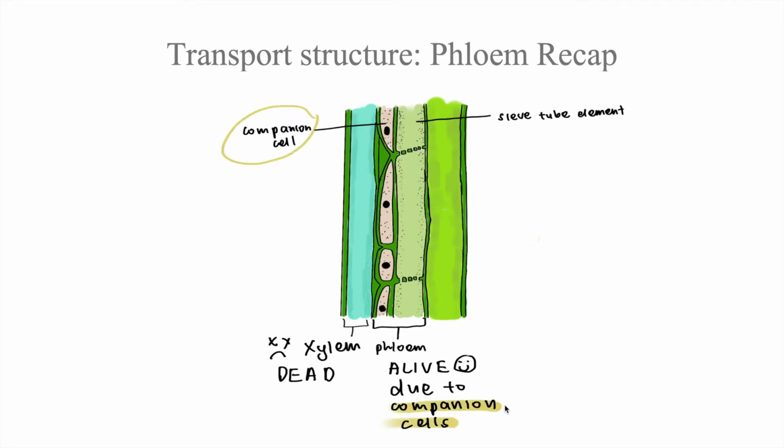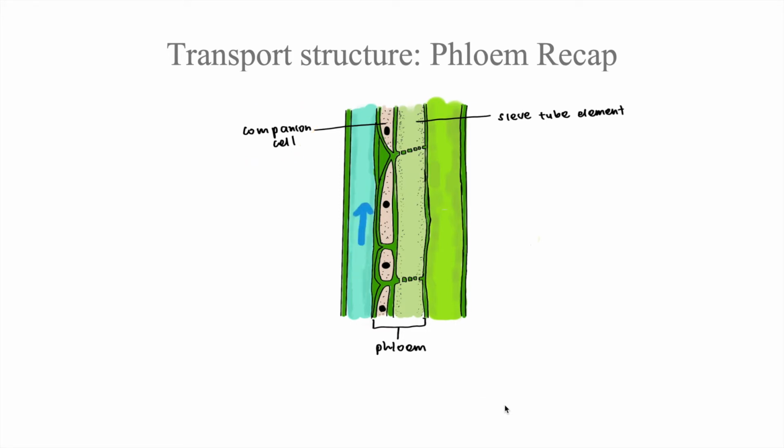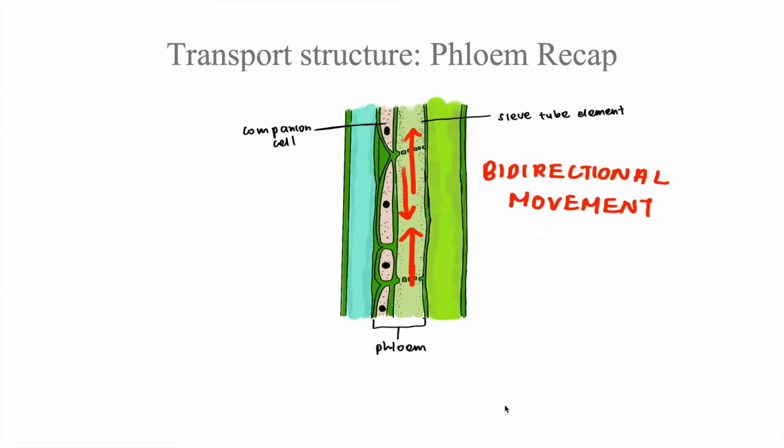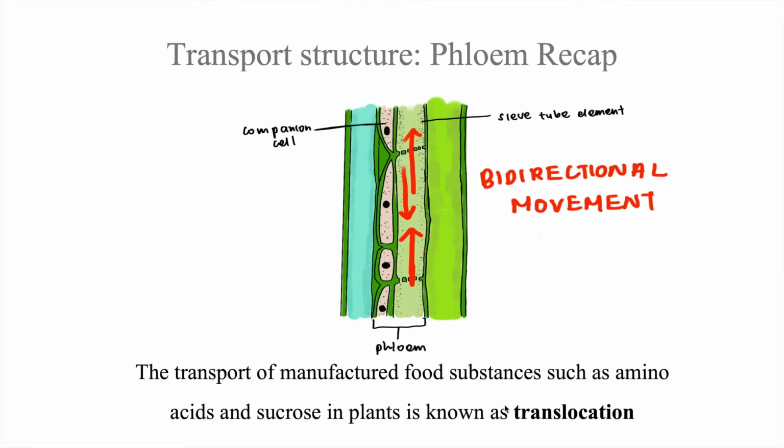Movement in the xylem is unidirectional, and as we know it, water and mineral salts are being transported from the roots to the leaves, whereas movement of manufactured food in the phloem is bidirectional. The transport of manufactured food substances such as amino acid and sucrose in the plant is known as translocation.